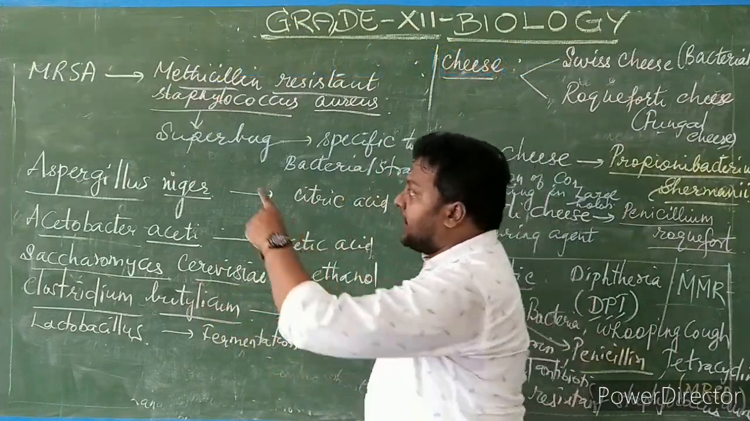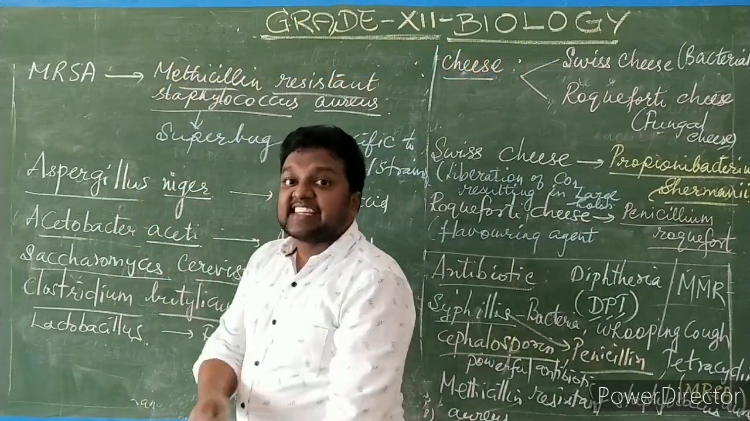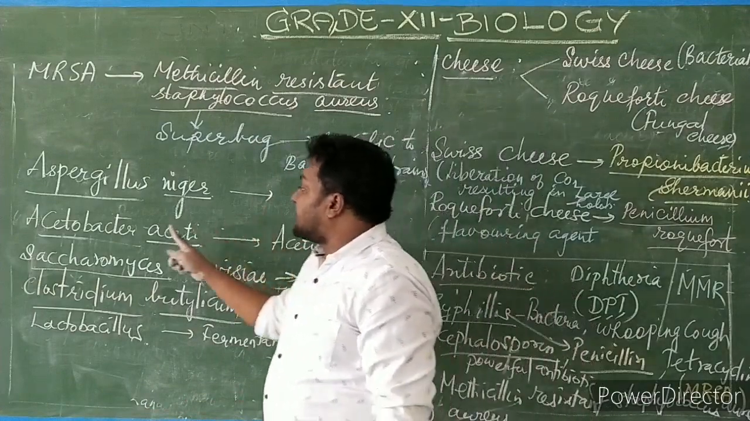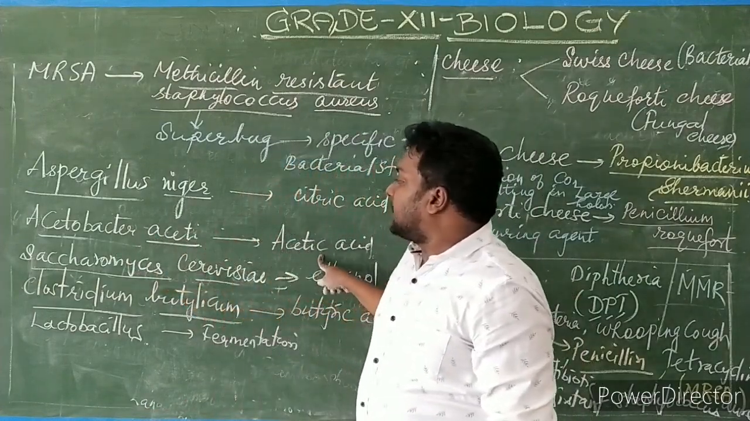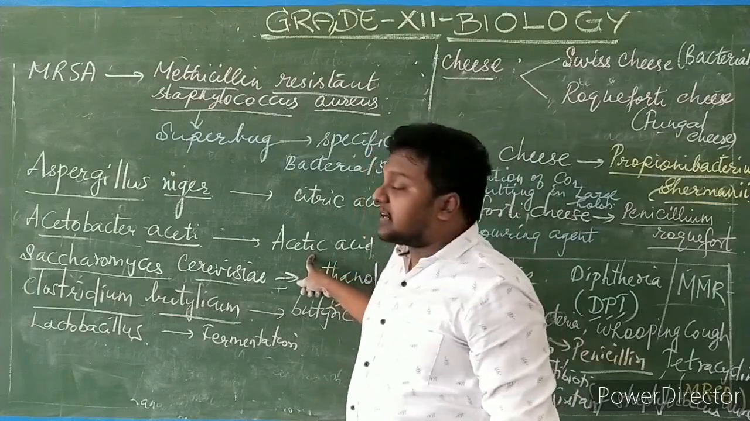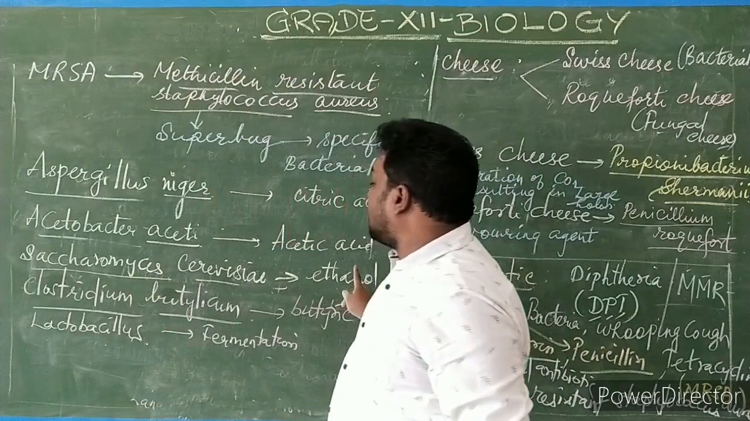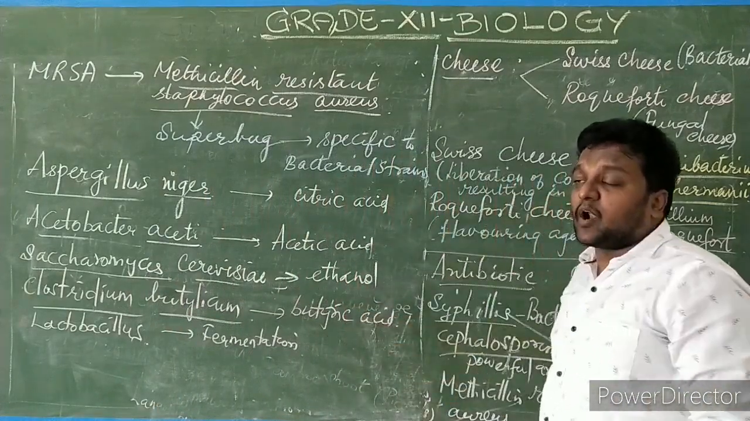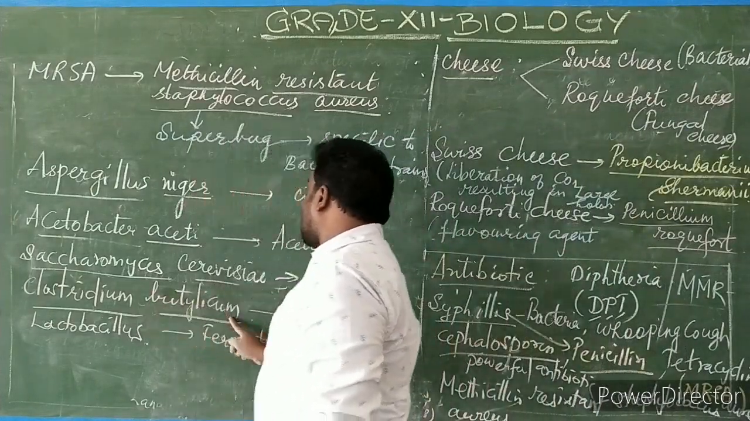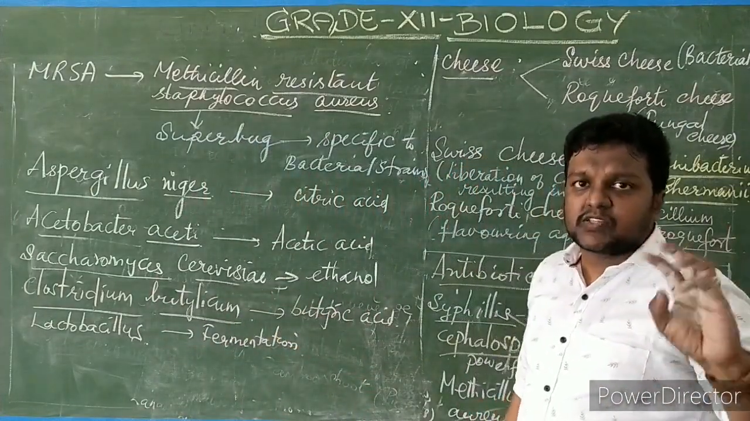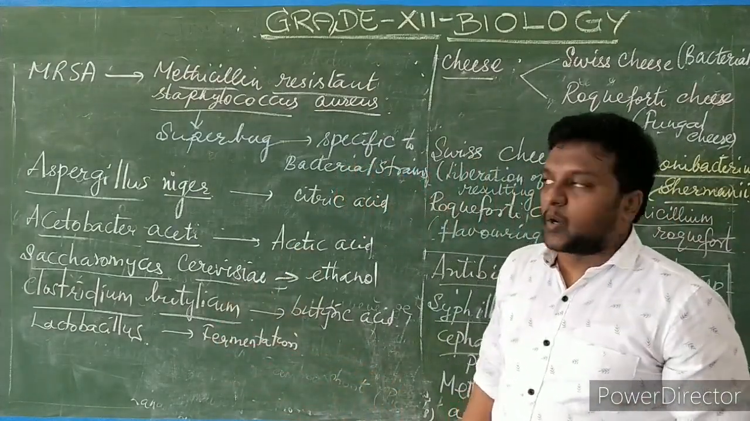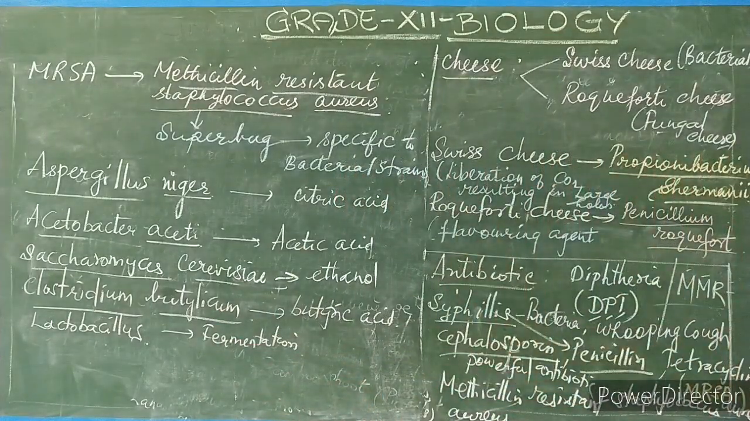Again, Aspergillus niger is a fungi which helps in the production of citric acid. Acidobacter aceti helps in the preparation of acetic acid, vinegar, which can be used as a preservative. Then Saccharomyces cerevisiae, ethanol, a fermented product used in the brewing industries and as a beverage. Clostridium botulism, butyric acid, is also a kind of preservative. The lactobacillus helps in the fermentation process. So these are some of the industrial uses.